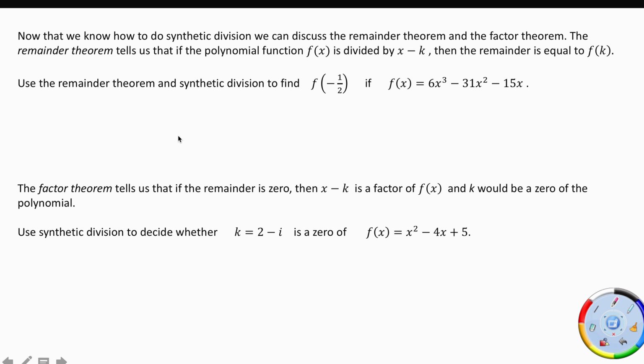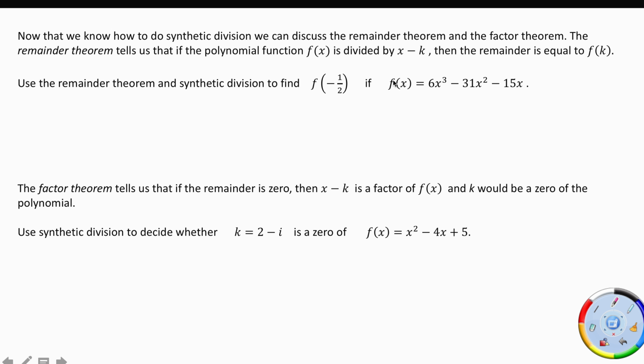So remember on the exam, if a problem tells you to use the remainder theorem to find the value of a function, you must use the remainder theorem. You can't just plug the negative 1/2 in. Let's look how much easier that makes our work though. F of negative 1/2, we know what that means. That means replace every x with negative 1/2.